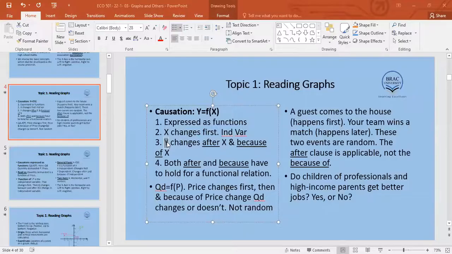Okay, so this thing we have to clarify that yes, independent variable changes first, dependent variable changes after the independent variable and also because of the independent variable. So both after and because have to hold for a functional relationship. Is it clear? Yes, sir. Okay. তাহলে এখন দেখি we are presenting y is a function of x in the form of quantity demanded is a function of price.